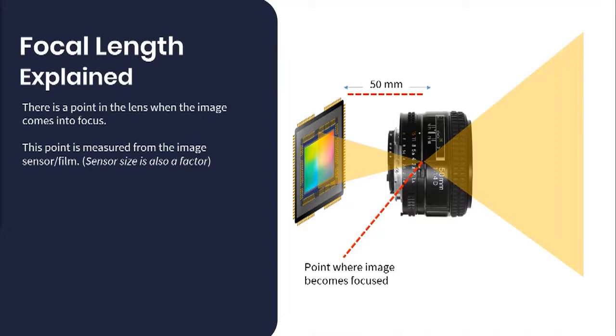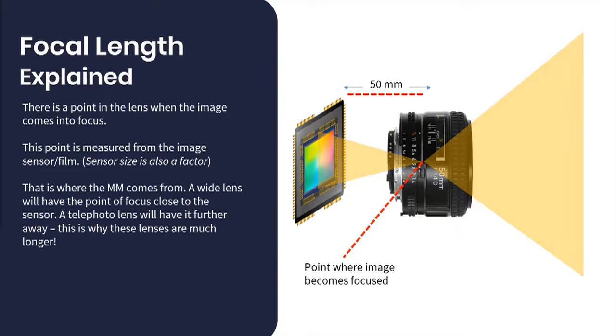So you can imagine then, if I had a 24 millimeter lens, that point is going to be much closer to the sensor. If I had a 400 millimeter lens, the point is going to be much farther away from the image sensor. And for that reason, telephoto lenses are much larger. So a telephoto lens, the point where the image becomes in focus, measured to the image sensor where it's captured, is much greater than if I were using a wide angle lens.